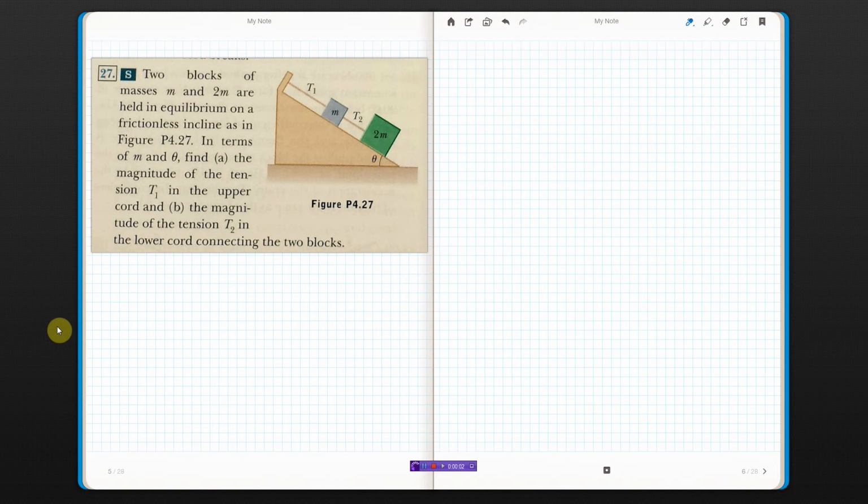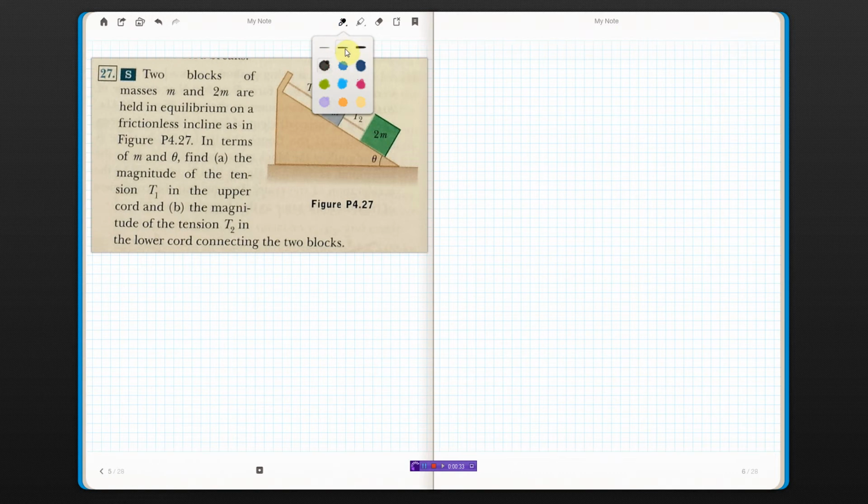Today I'm going to do number 27 in chapter 4 of our textbook. So we've got these two blocks on a ramp at an angle of theta. The first block is of mass m, the second block is of mass 2m, and they're connected by cords. They want us to find the magnitude of the tension T1 in the upper cord and the magnitude of the tension T2 in the lower cord in terms of m and theta. That means I shouldn't have anything except m and theta in my answer.